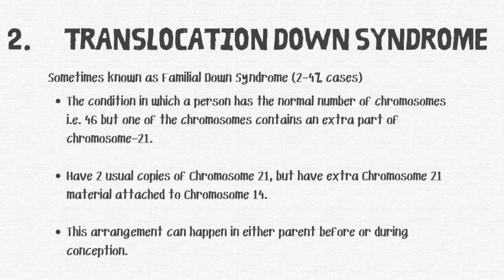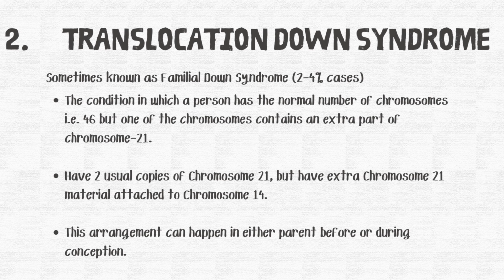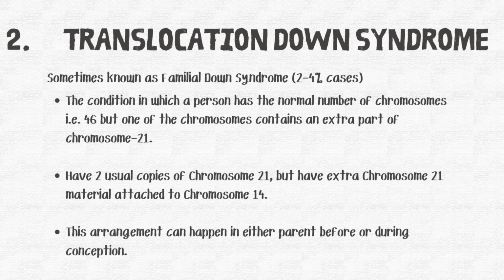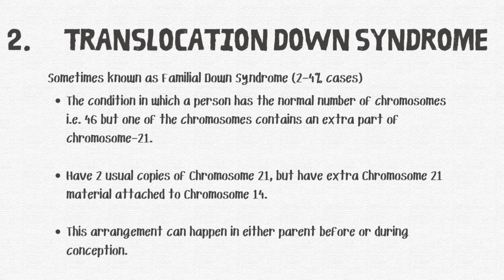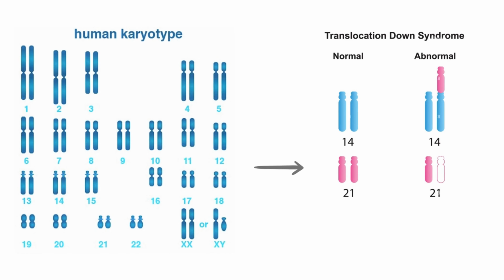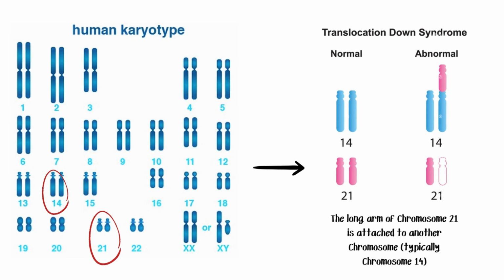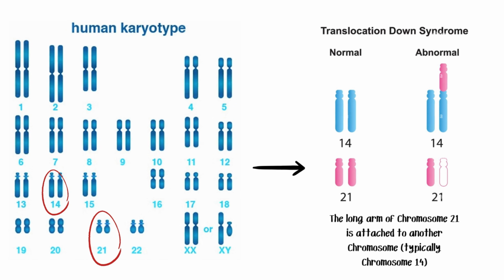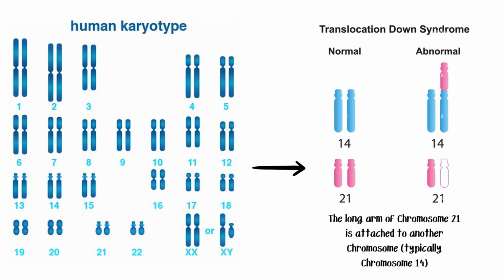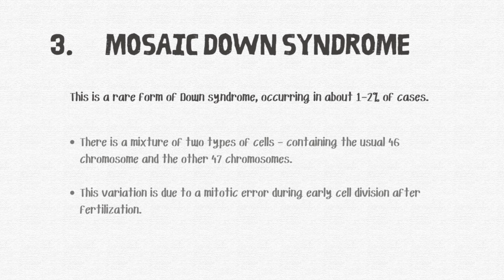Translocation Down syndrome is also known as familial Down syndrome. This occurs when an extra chromosome 21 is present, but it is translocated to another chromosome, typically chromosome 14. This arrangement can happen in either parent before or during conception. The diagram shows the long arm of chromosome 21 is attached to another chromosome, typically chromosome 14.